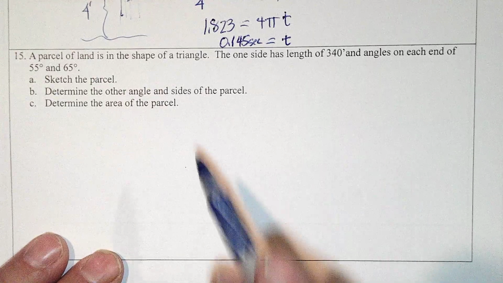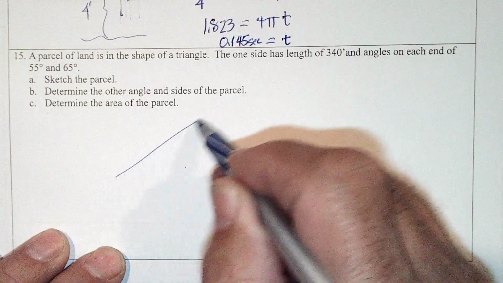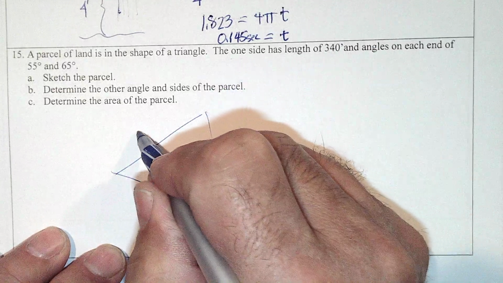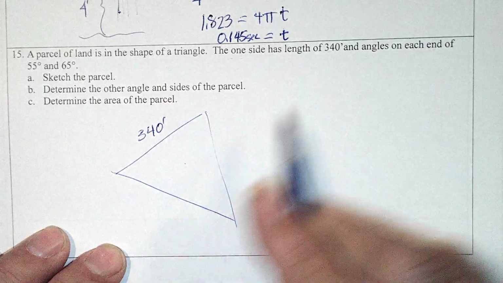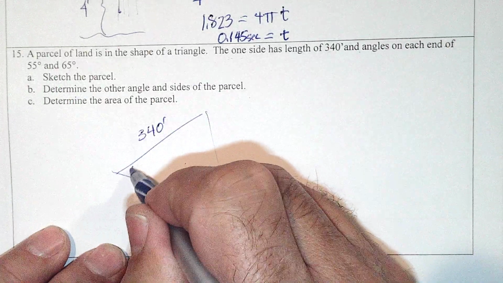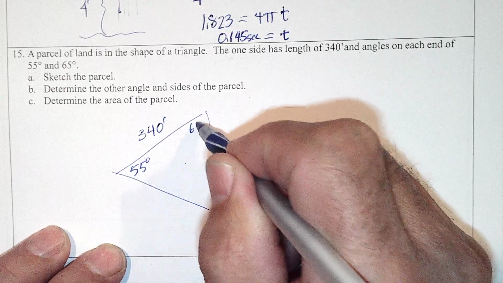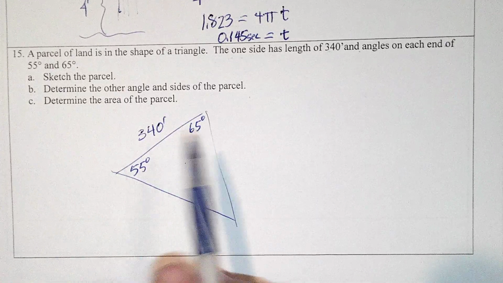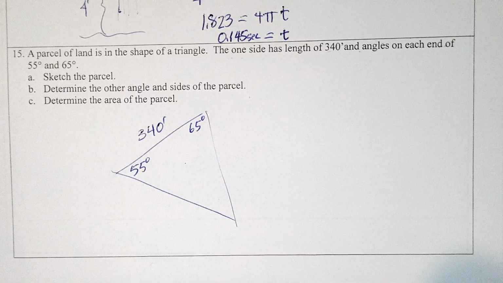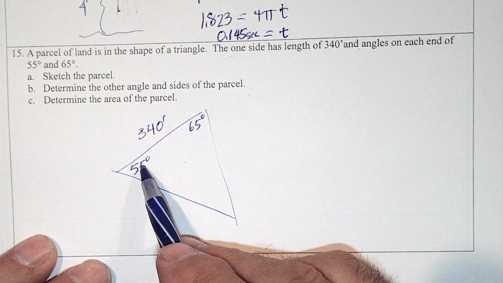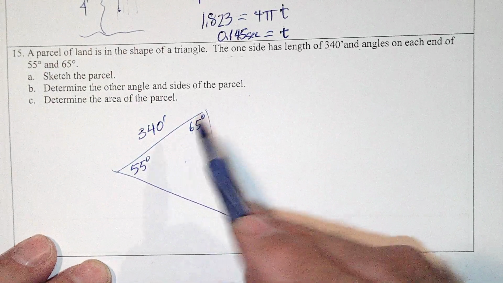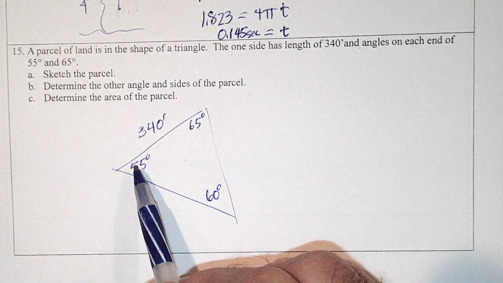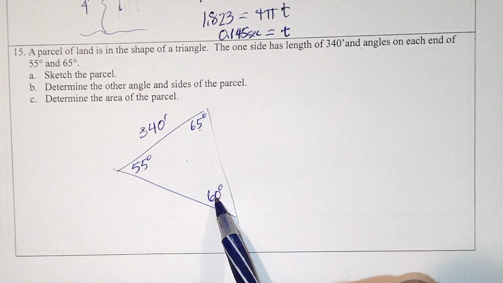Okay, parcel of land is shaped as a triangle. One side is 340. The angles at each end are 55 and 65, and they could be either way. It's not going to make a difference. I sketch the parcel. Find the other angle. That's pretty easy. 55 plus 65 is 120, so this is 60 degrees. That plus that is 120. From 180 is 60.